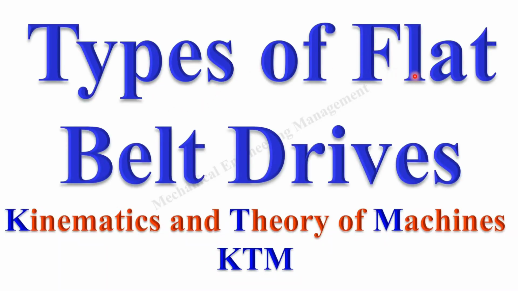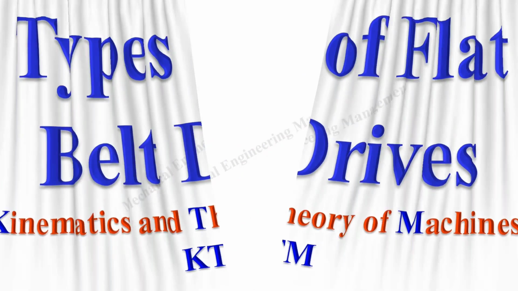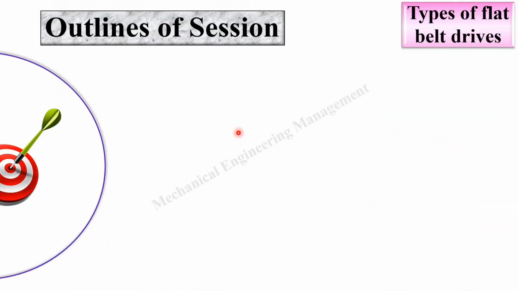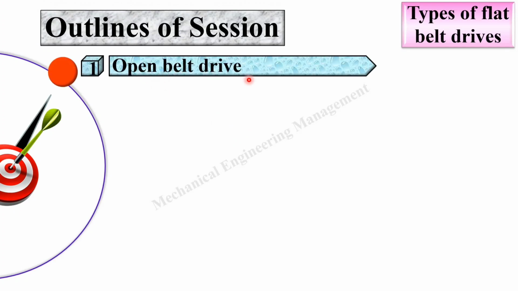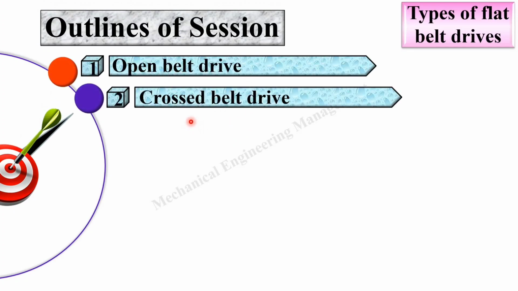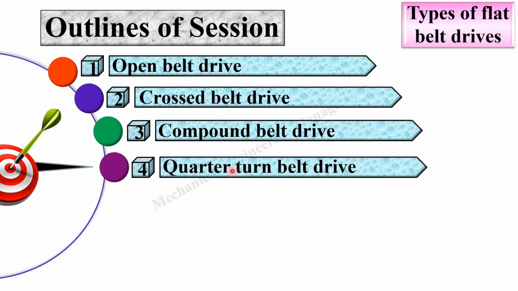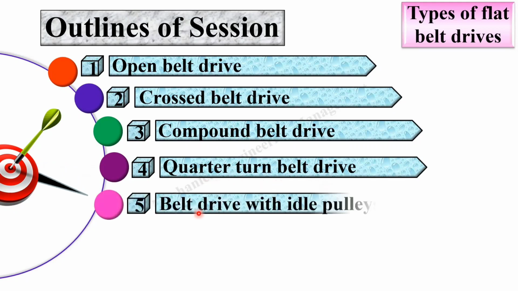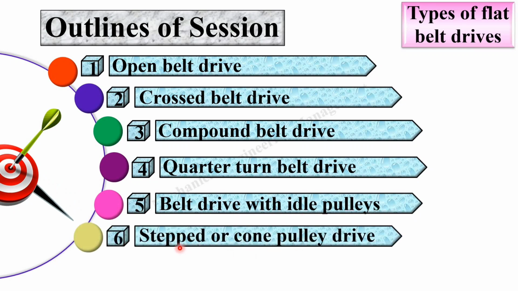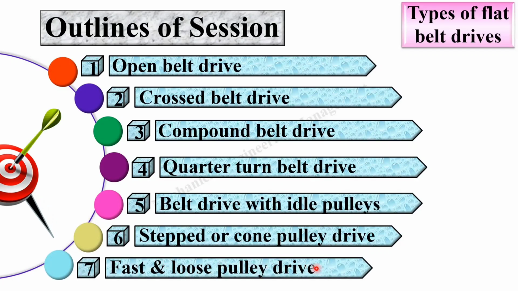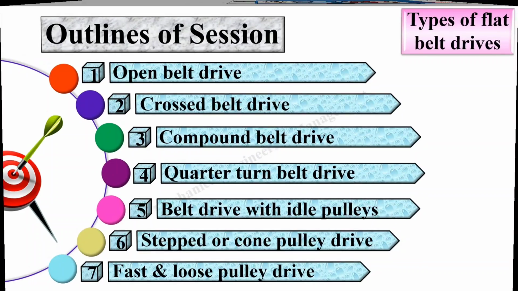Today we are going to see types of flat belt drives. Let's see first of all the outlines of the session. First we will see open belt drive, then cross belt drive, next compound belt drive. So these are actually the types of belt drive. Quarter turn belt drive, next belt drive with idle pulley, or sometimes it is called an idler pulley, step or cone pulley drive, and at last we will see fast and loose pulley drive. We will see briefly all types of the flat belt drives one by one.